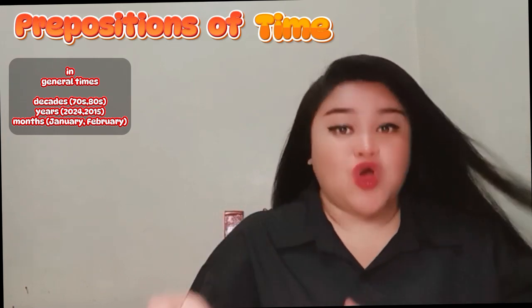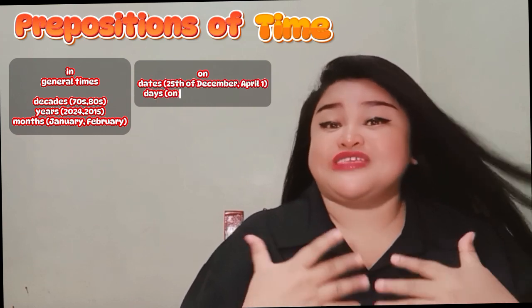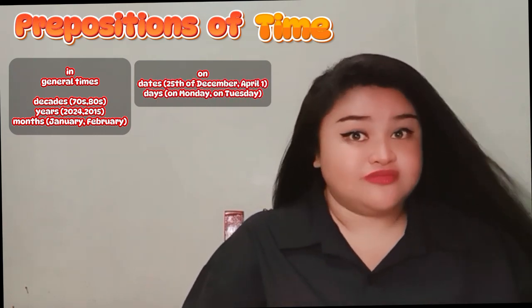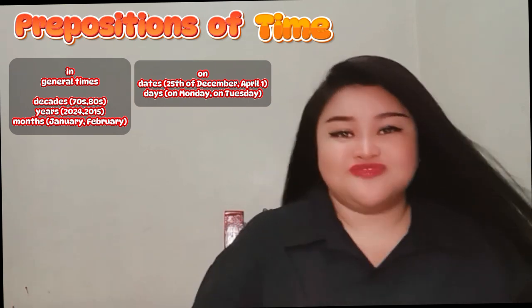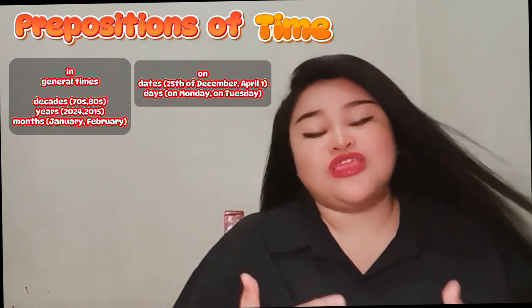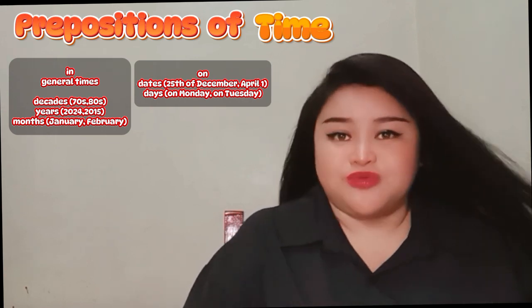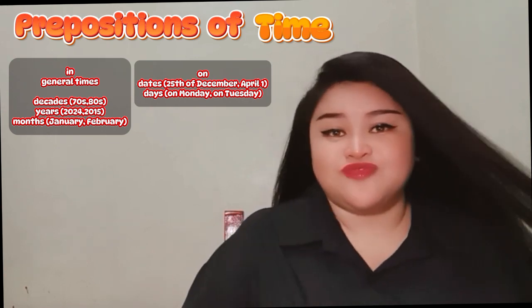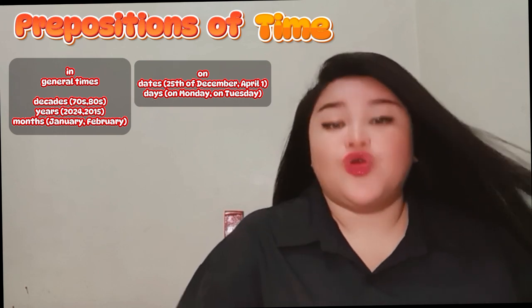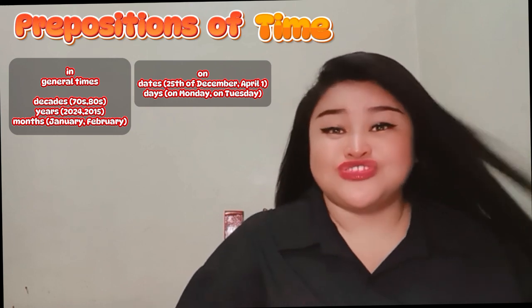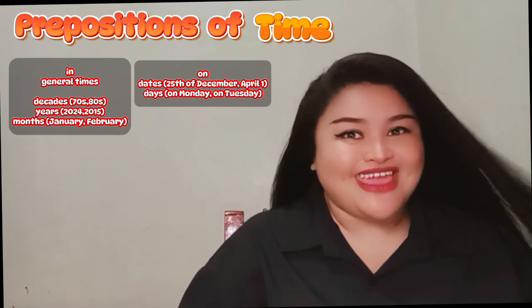Now let's go to on. When we talk about specific dates or days, we use on. On the 1st of January, on the 31st of October, on the 1st of April, on the 25th of December, or days of the week. On Monday, on Tuesday, on Wednesday.